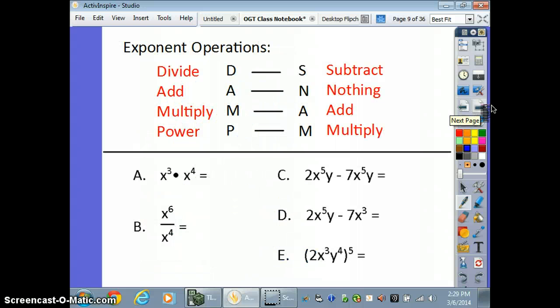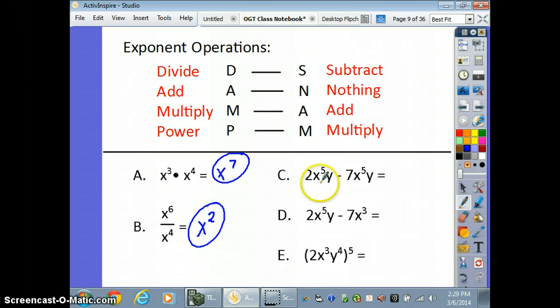Exponent operations, the damp SNAM. Okay, so if we multiply, we add. So we have x, we add the 3 and the 4. If we divide, we subtract the exponents. 6 minus 4, x squared.